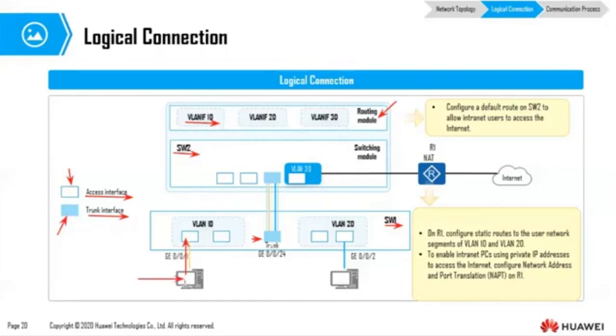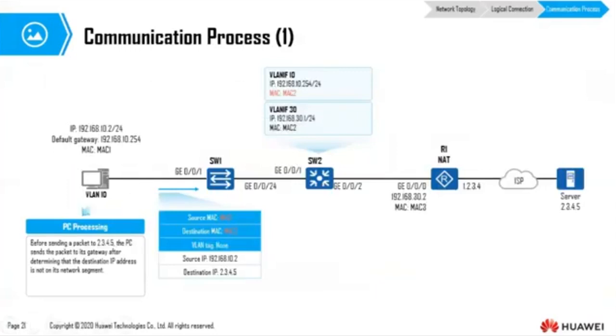Is that clear? Yeah. So other than that, we also said that you have to configure NAT here, and you also have to configure a static route to the user network segment of VLAN 10 and VLAN 20. So you will be able to create that. So that's what we will do. Let's see the communication process. Please try and understand this.